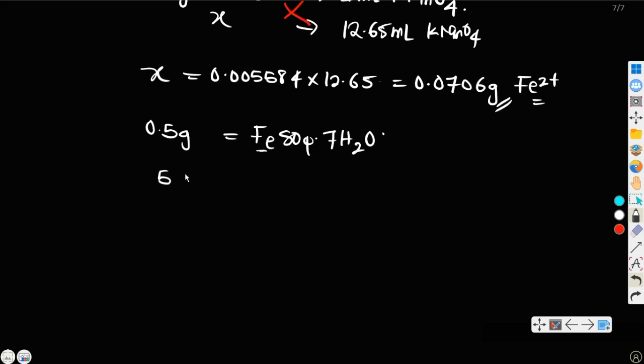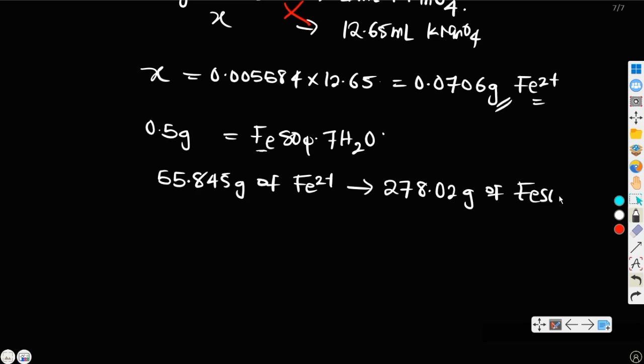So theoretically, what did we say the other time? 55.845 gram of iron is present in 278.02 gram of iron sulfate heptahydrate. True or false? Therefore, 0.5 gram will contain what? X. To get the amount of iron present in this 0.5 gram. Since we've already gotten the one that is gotten from the experiment. Now, what do you think that is going to give us?